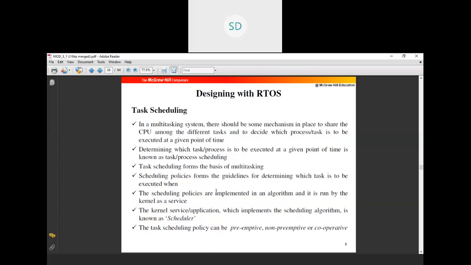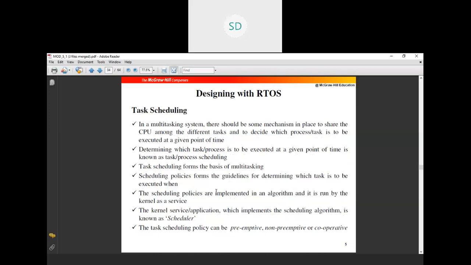So before going forward with the different types of preemptive multitasking, first we'll see what task scheduling is. Okay, what do you mean by task scheduling? In a multitasking system, there should be some mechanism in place to share the CPU among the different tasks and to decide which process or task is to be executed at a given point of time, right?